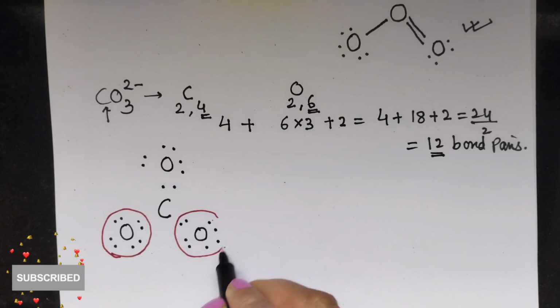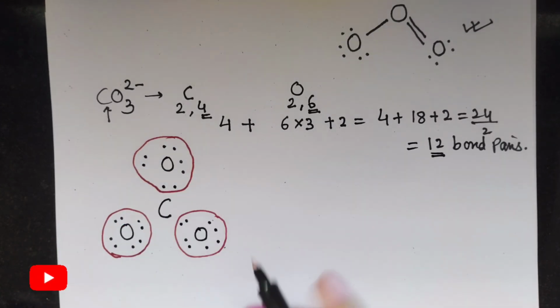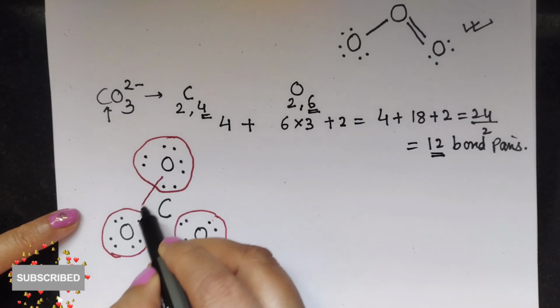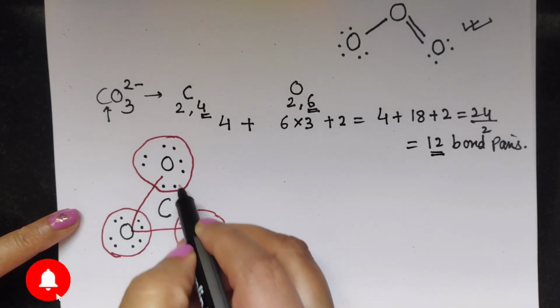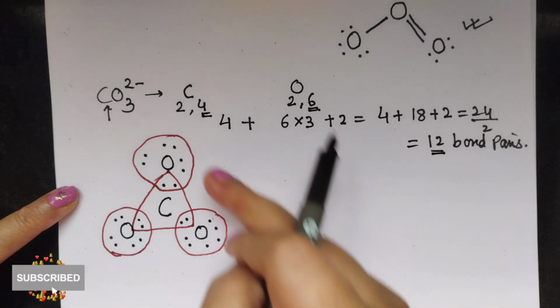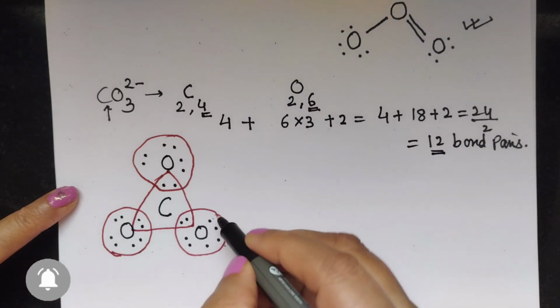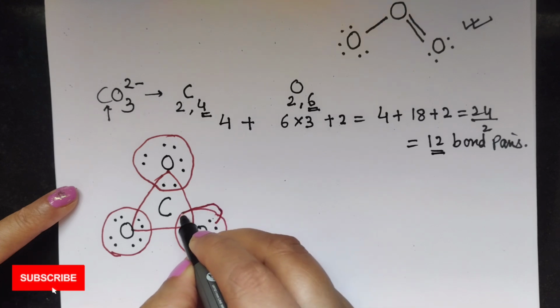This is also having 8 electrons, and this oxygen also having 8 electrons. But if I try for carbon, carbon is having only 6 electrons. So what you will do, student, out of the 3 oxygen, any one bond pair you shift towards the carbon. Now I am shifting this towards the carbon.